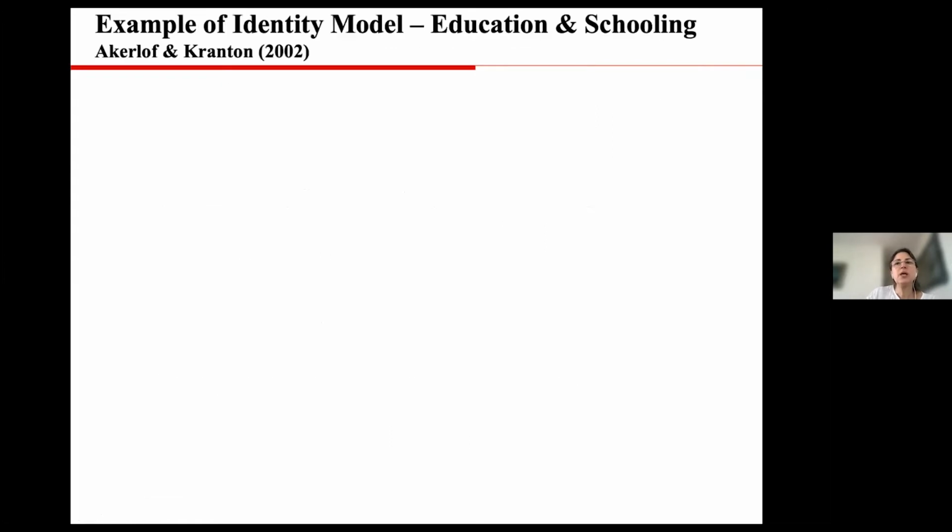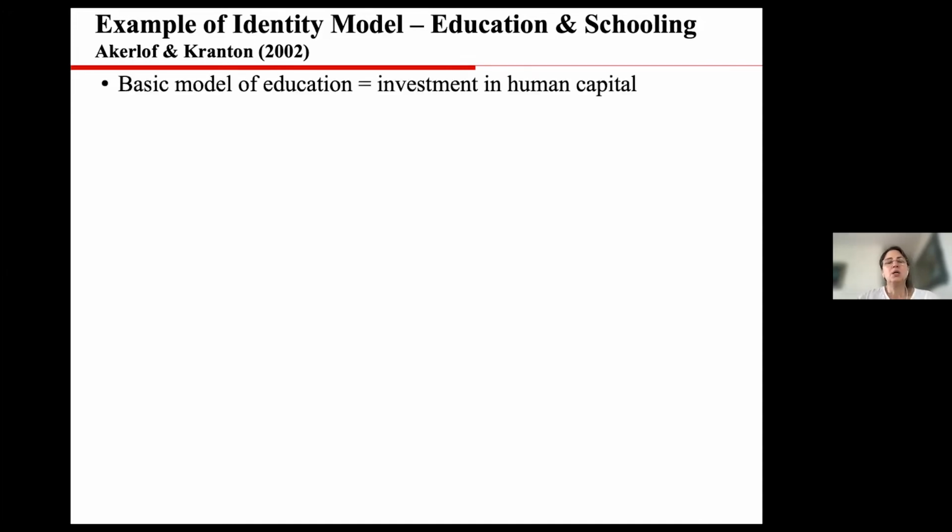All right. So what I'm now going to do is use that basic utility function, which includes this identity function, and I'm going to build an example of an identity model with education and schooling. This is the model that George Akerlof and I worked through on schooling. So how do we start? We're going to start with a basic model of education, and then we're going to put in these identity ingredients. So that's the method. You start with a standard model, and then you add the identity ingredients, just like I did in the previous two slides.